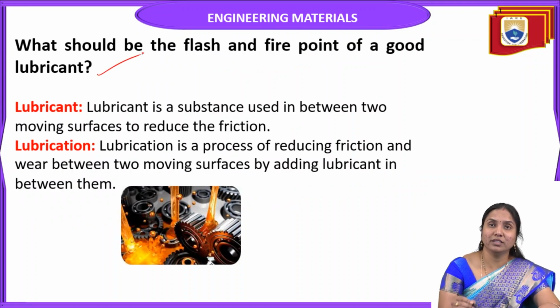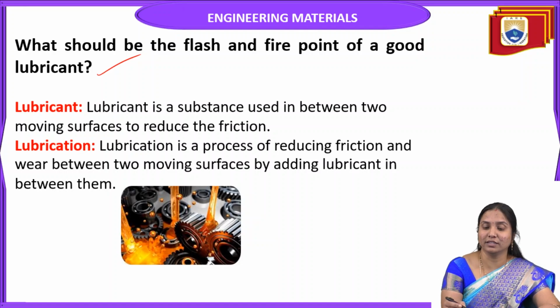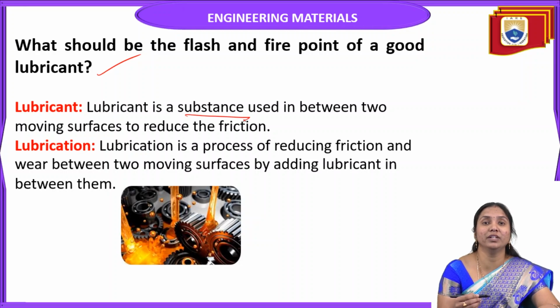And the next question, in this module engineering materials: what should be the flash and fire point of a good lubricant? First, what is the meaning of lubricant? A lubricant is a substance used in between two moving surfaces. For what purpose do we apply lubricant in between two moving surfaces? To reduce the friction.